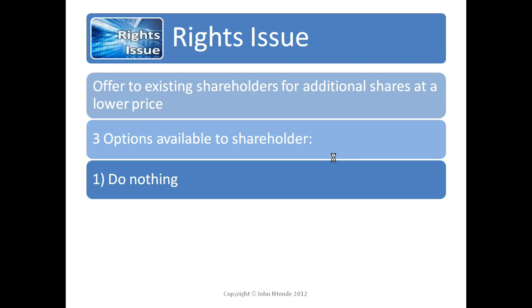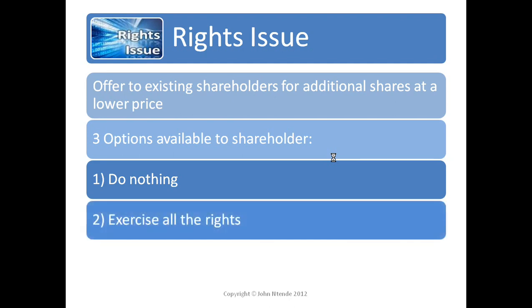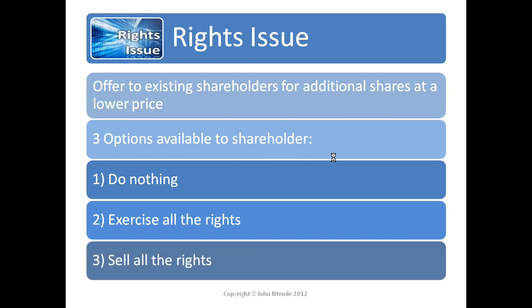So if you do nothing, you end up losing wealth. Option 2, you may exercise all the rights. That means you purchase the additional shares at a discounted price. In this case, you neither gain nor lose wealth. And then the third option is you simply sell all the rights. So you sell the right to purchase the new shares at a lower price. In this case also, your shareholding falls, but at the same time you neither gain nor lose wealth.